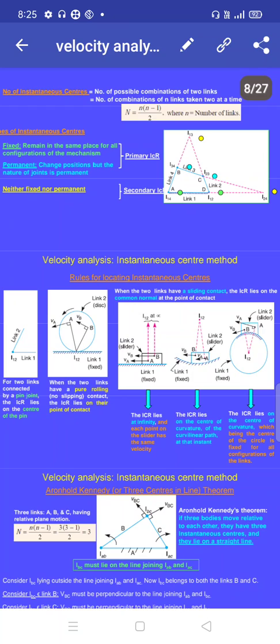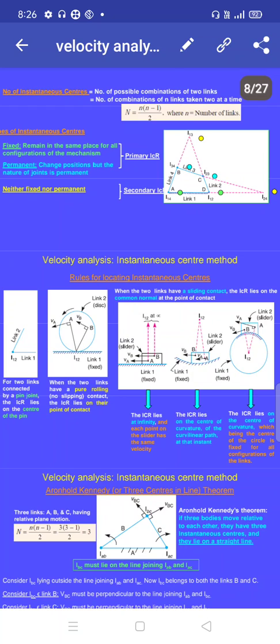So what are the rules for locating instantaneous centers? For two links connected by a pin joint, the instantaneous center of rotation lies at the center of the pin. That is, for link 1 and link 2, I12 is the center point of the pin. When two links have pure rolling, that is, no slipping contact, the ICR lies at their point of contact, where the two points meet. This is the point I12.